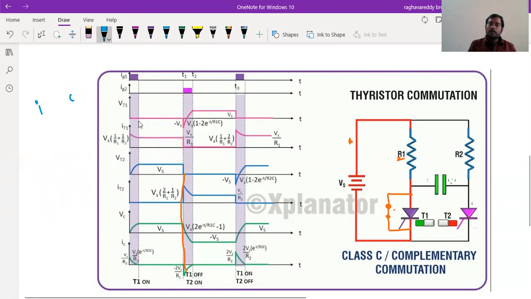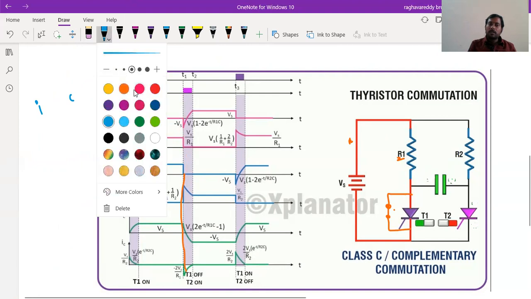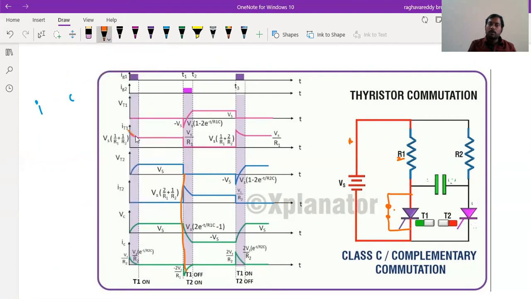So starting current will be more because capacitor current is added, so that current will be more. After a certain duration, the capacitor will be fully charged. Next, look at this one. This is V2, voltage across the thyristor. Voltage across the thyristor gradually builds up, increases.